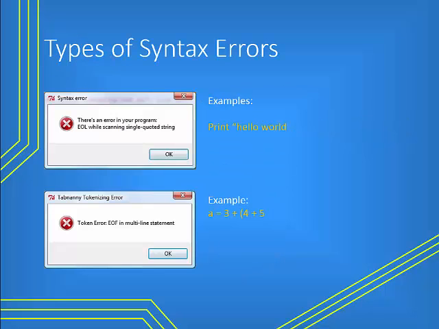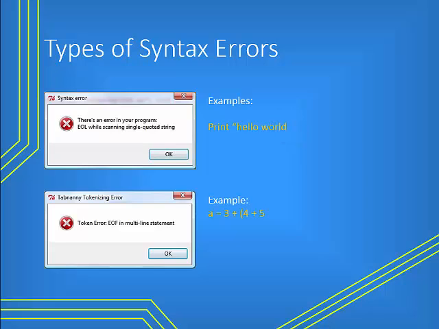Syntax errors in Python will pop up a dialog box like these. The message in this box says syntax error. There was an error in your program, EOL, while scanning single quoted string. EOL stands for end of line. This error means that there was an open quote somewhere, but the line ended before a closing quote was found.